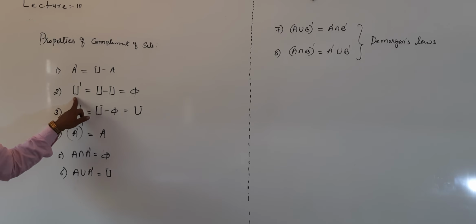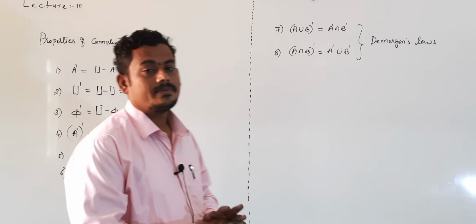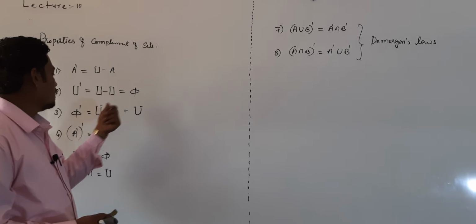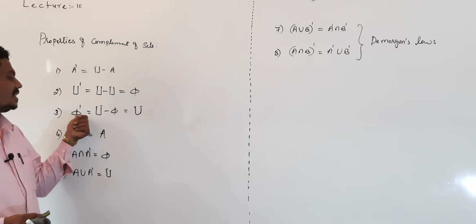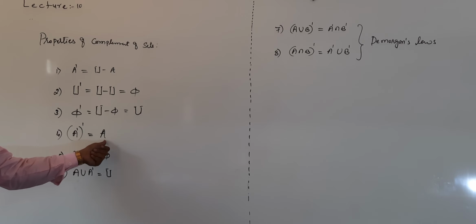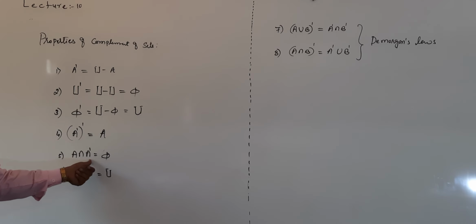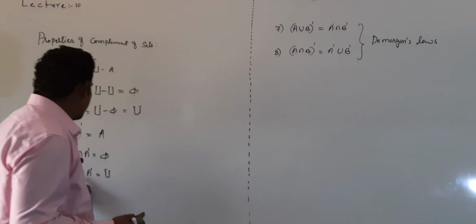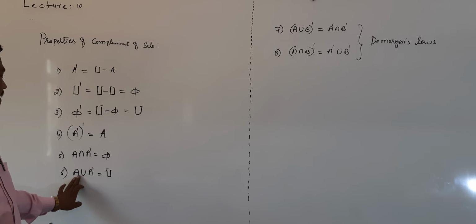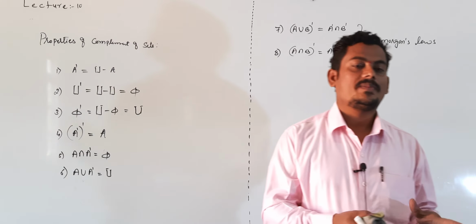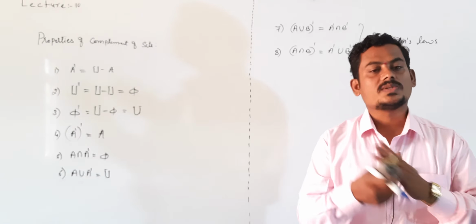U complement: here U itself is one set, the universal set. U minus U is the null set. The complement of the null set gives the universal set. The complement of the complement of A is equal to A. A intersection A complement: there are no common elements in A and A complement, so their intersection is the null set. Then A union A complement is equal to the universal set. Together, a set and its complement give the universal set.